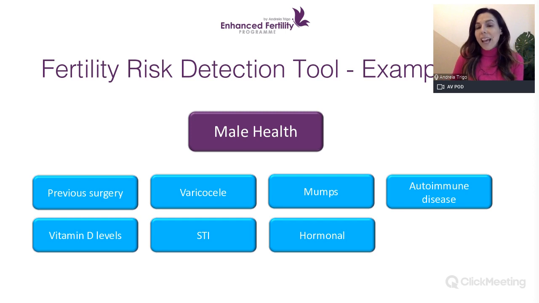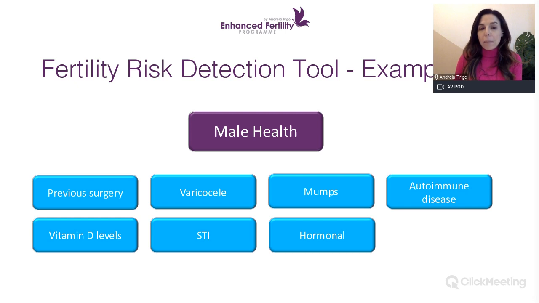We want to know if men have been diagnosed with an autoimmune disease, if they have hormonal problems, or previous sexually transmitted infections. For example, any infection, such as chlamydia, can end up having an effect on fertility.